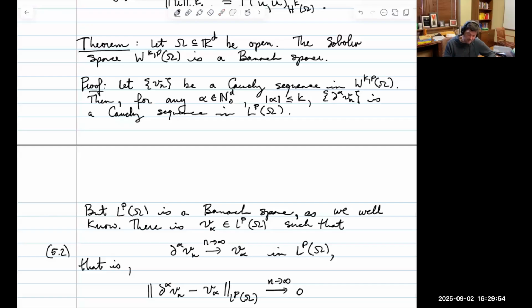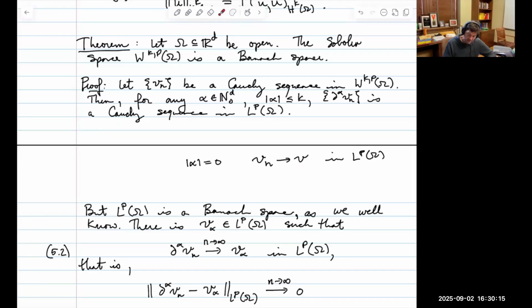I'm going to extract one of those sequences in particular, the one where the order alpha is equal to 0. So that's the original function itself. So we know that Vn converges to V in LP. This is going to be our base level function.